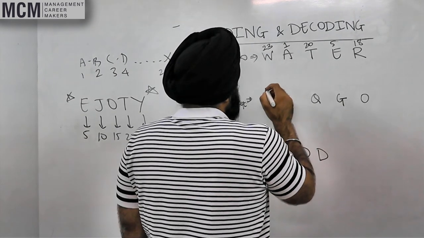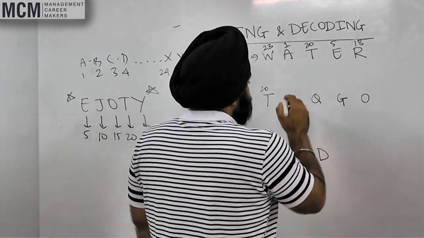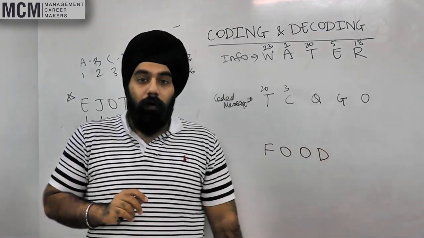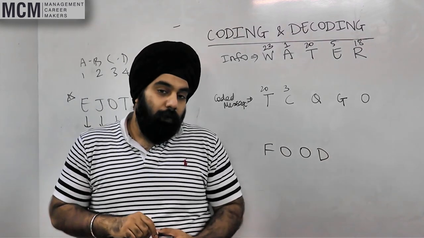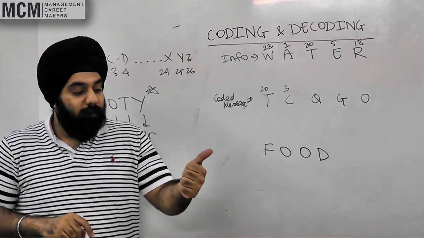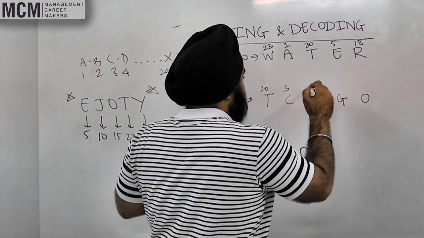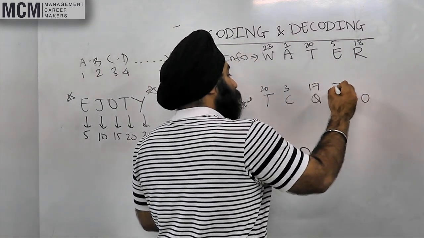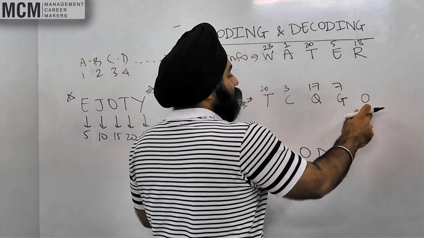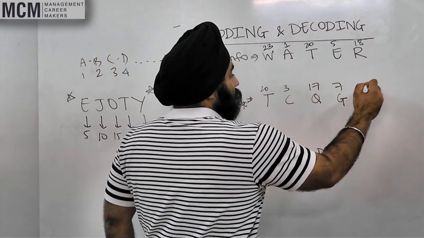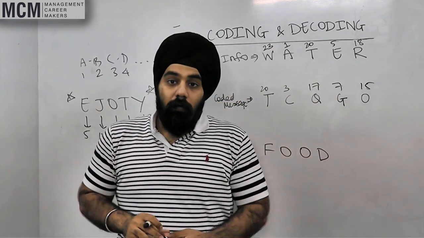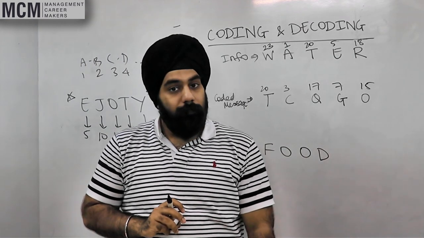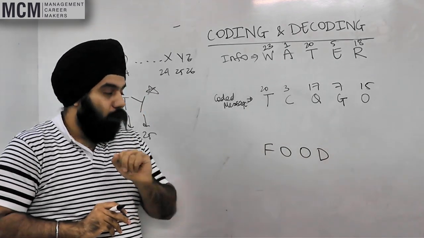T again we know is 20. C is 3. What is Q? Again, EJOT, O is 15, P is 16, Q is 17. G is what? EFG, 7. R, O again is what? EJOT, which is 15. Now what I want you to do is to forget about the letters. Just look at the numbers. Observe the numbers.